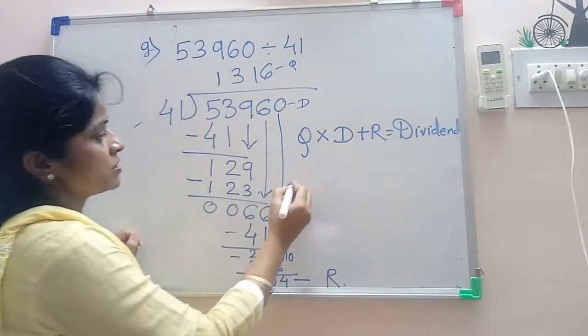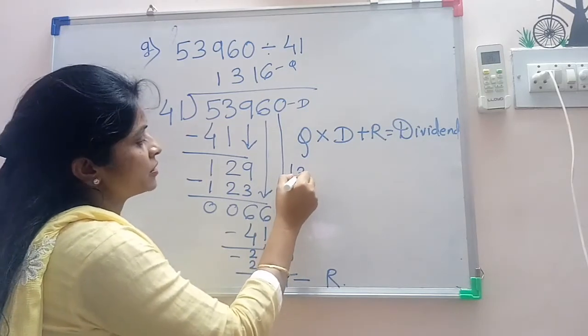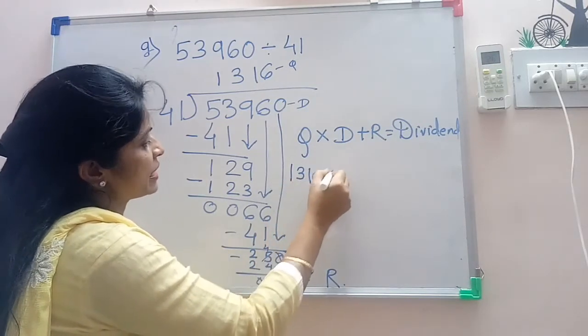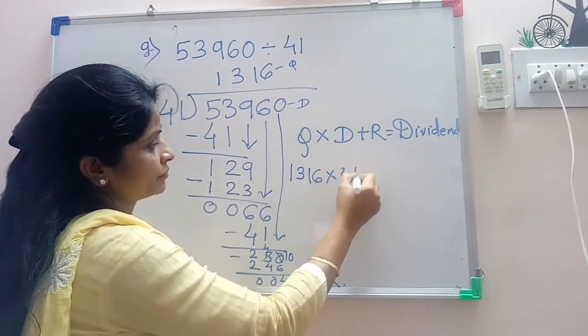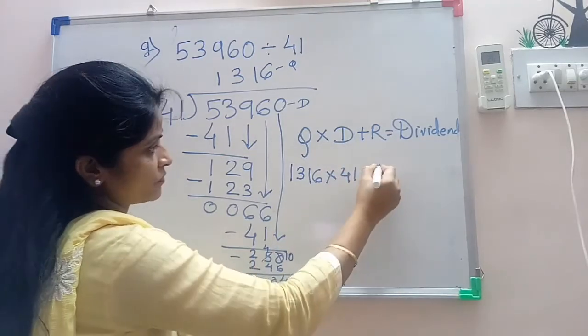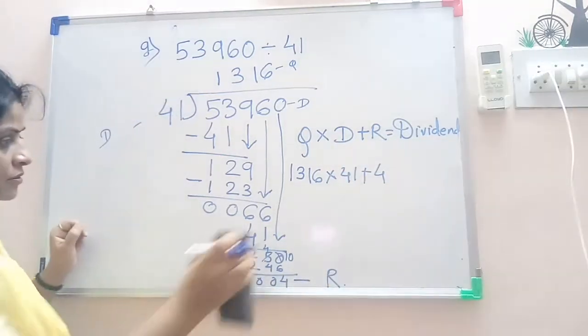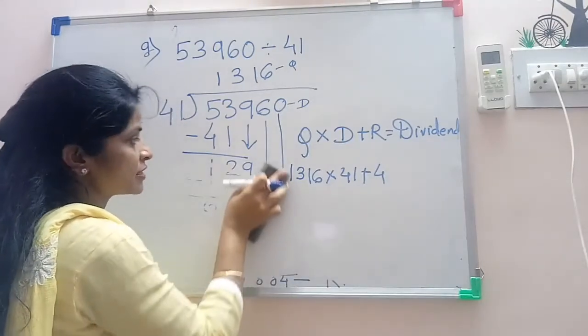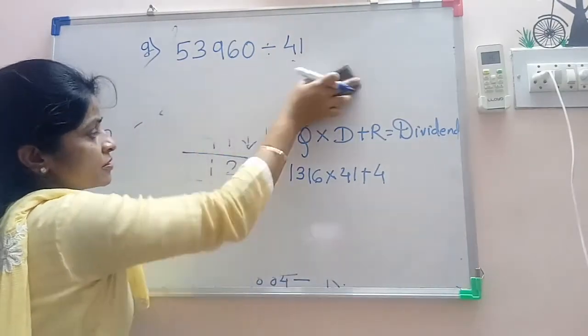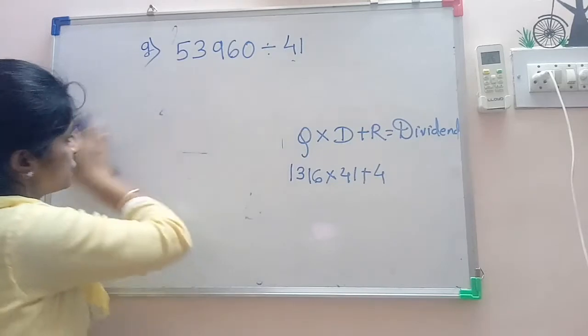So what is the quotient? 1316 multiplied by 41. The remainder is 4. Now we will solve it and check whether we get the same dividend or not. Okay students, now start doing this.